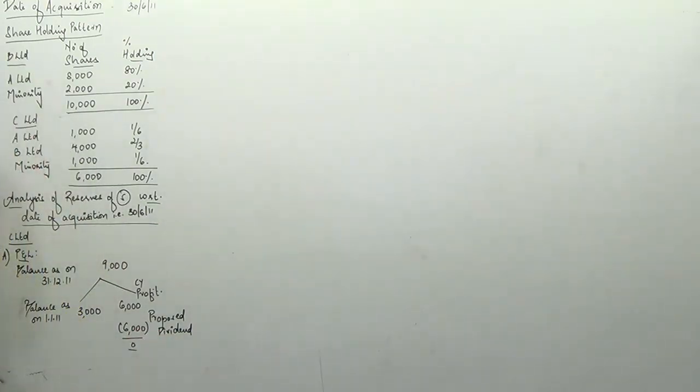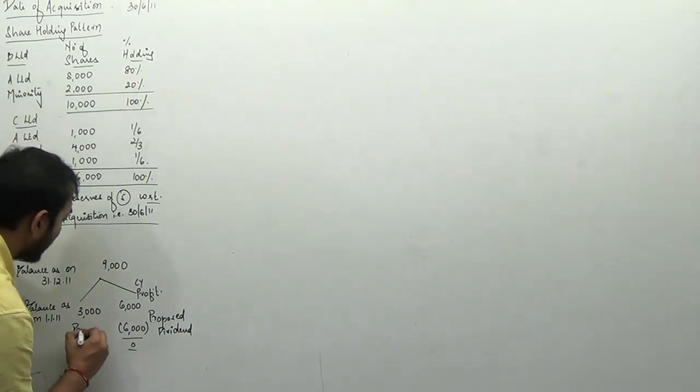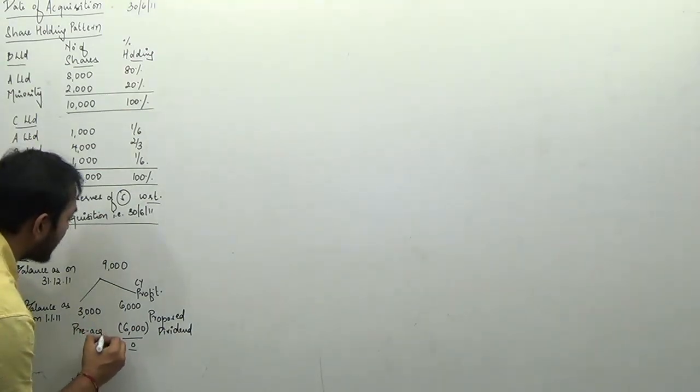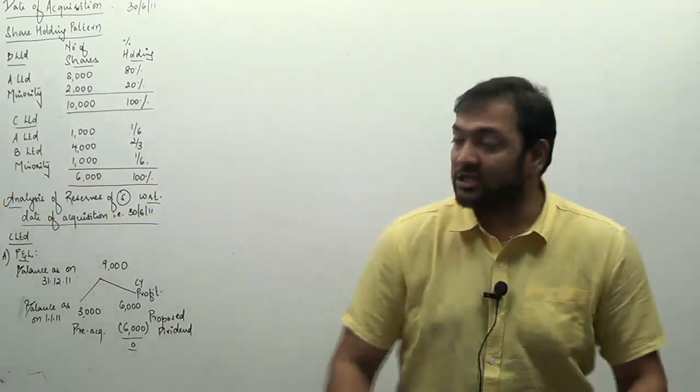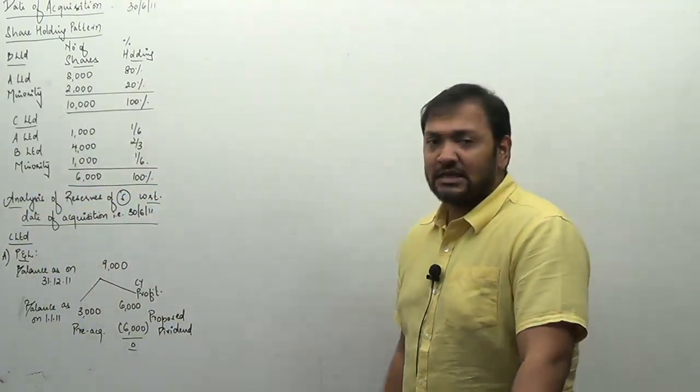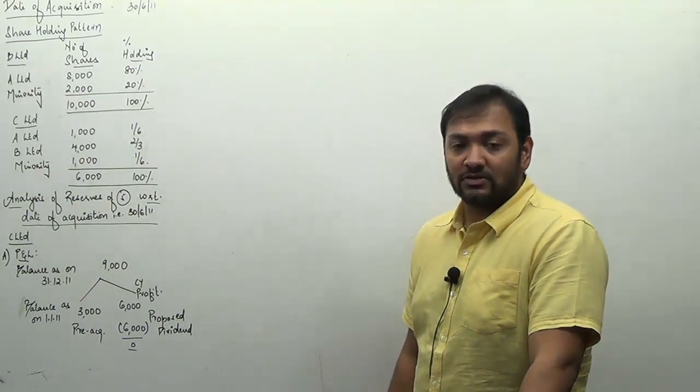After the payment of dividend, the current year profits have become zero. So the entire amount will be taken as pre-acquisition reserve. The 3000 will be taken as pre-acquisition reserve. Now we'll see the treatment for the 6000.